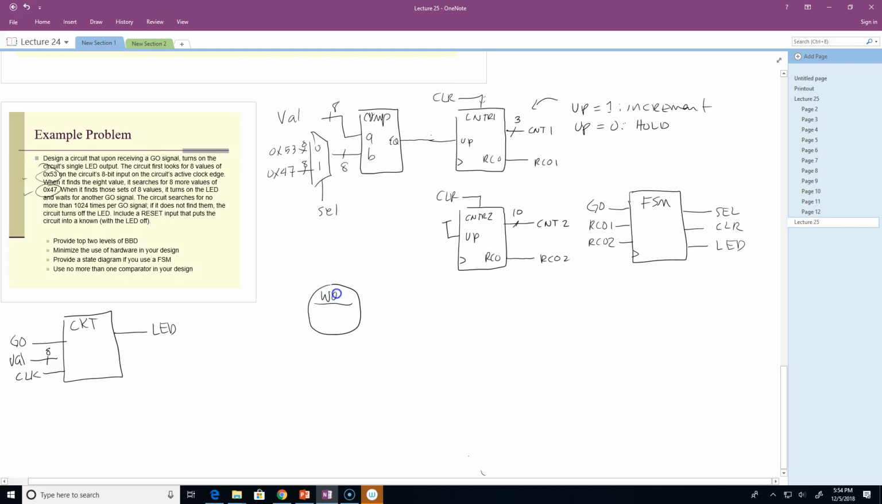This is my state diagram. Typical stuff that I do here. We've got a go signal, no go signal. It does nothing. I get a go signal. It's going to clear those two counters. Okay, so in the meantime, what I'm going to do here is, oh yes, I forgot.